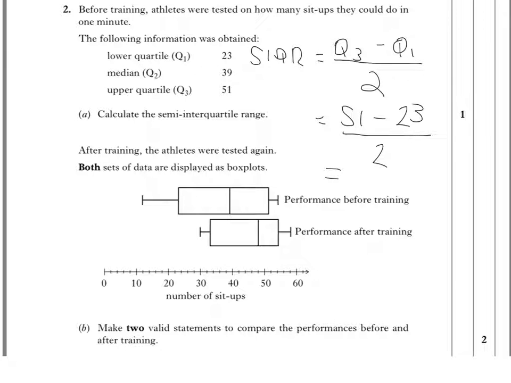51 take away 23, that's 28. 28 divided by 2 is equal to 14. So the SIQR for part A is 14.